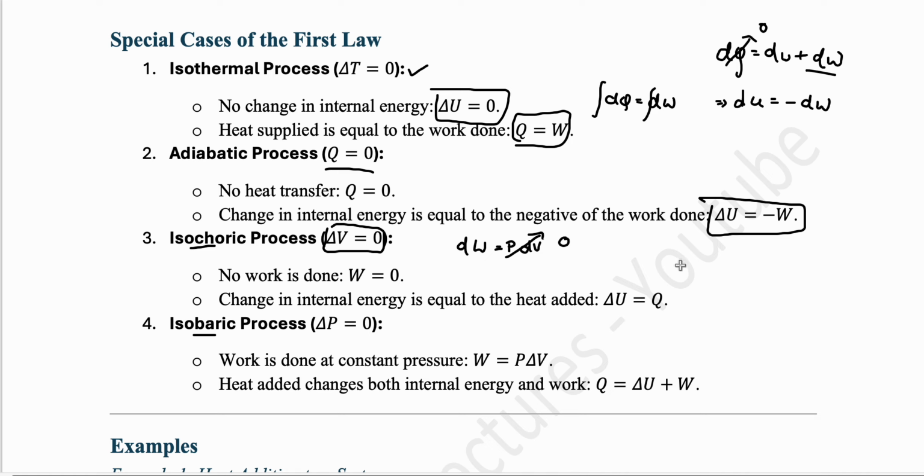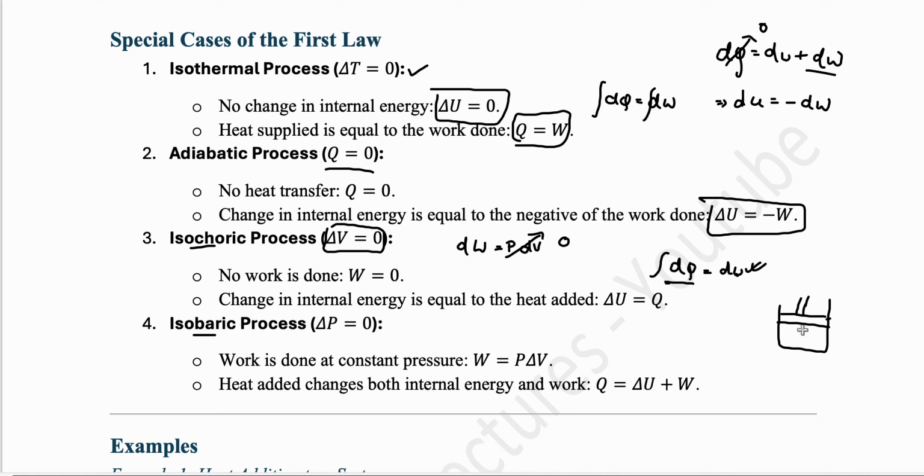That means we can simply write dq is equal to du. So obviously we can find the total heat supplied, and what it simply means is that whatever heat we are giving as an input, the entire heat is used to change the internal energy. No work is done, only internal energy is changing because there is no change in volume. What you can think of is a box with a piston attached, and the piston is not moving. Let's say it's fixed, so it is not moving.